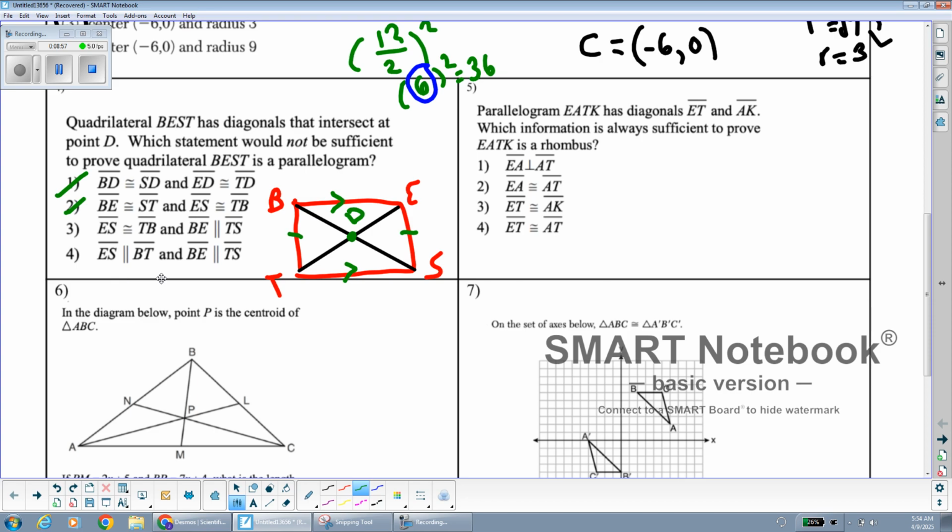And actually, the next answer choice is both pairs of opposite sides parallel. So that one is a way. So if the congruent was also on BE and TS, it would be good. Or if the parallel was also on BT and ES, then it would be good. But right now, it's not a way to prove it's a parallelogram. It's one pair of opposite sides, both congruent and parallel.